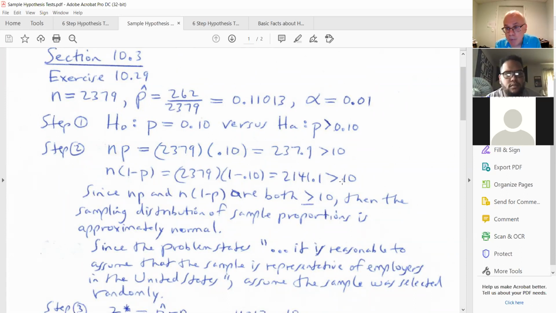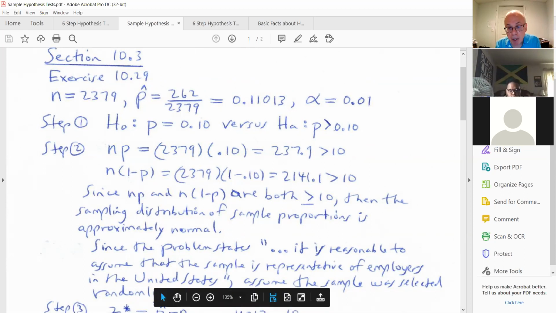So I'm showing you what you should do. Don't skip steps. Don't say, I don't feel like doing this. You might not get any credit. Just do it. It's not a big deal. Since NP and N times 1 minus P are both greater than or equal to 10, then the sampling distribution of sample proportions is approximately normal, period.